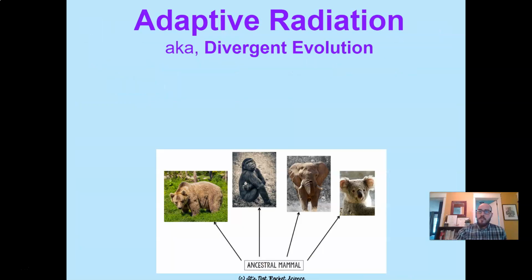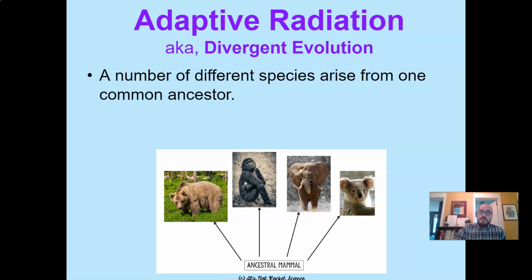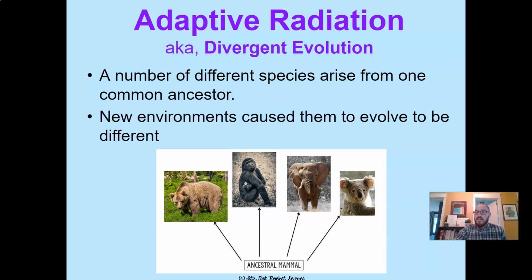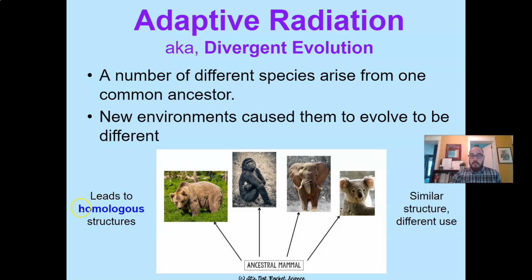All right, so what's another pattern? Adaptive radiation. This one is super, super, super cool. This is how a number of species can arise from one common ancestor. So in the example I had at the beginning with the Silver Sword Alliance, that's an example of an adaptive radiation. One species diverges and becomes many, many different species. Okay, so new environments can cause them to evolve and become different. And this leads to what is known as homologous structures. So the word homologous means same. So these things have the same structures, but different uses for those structures.